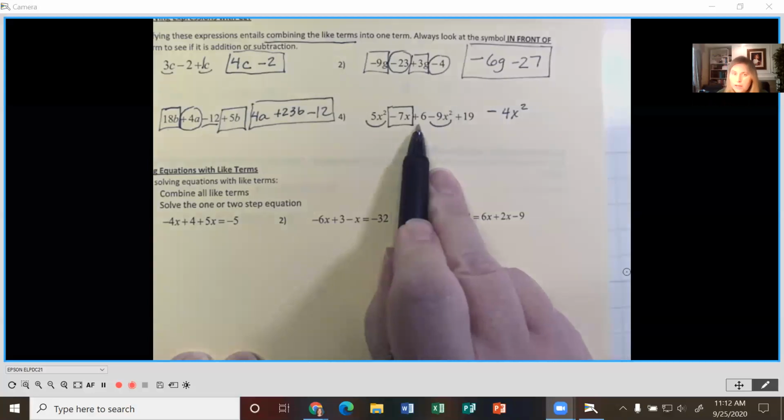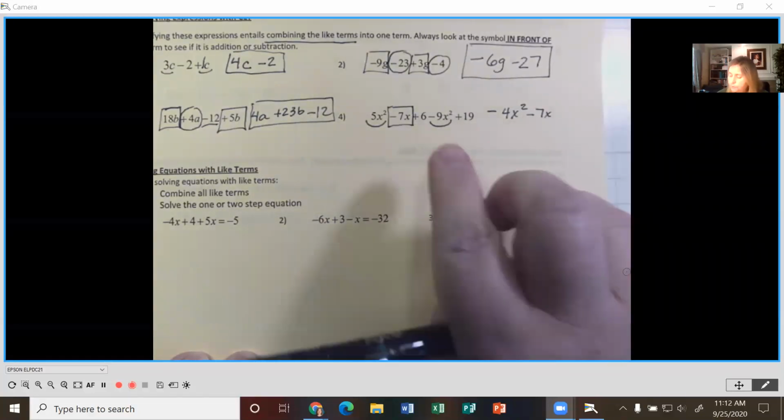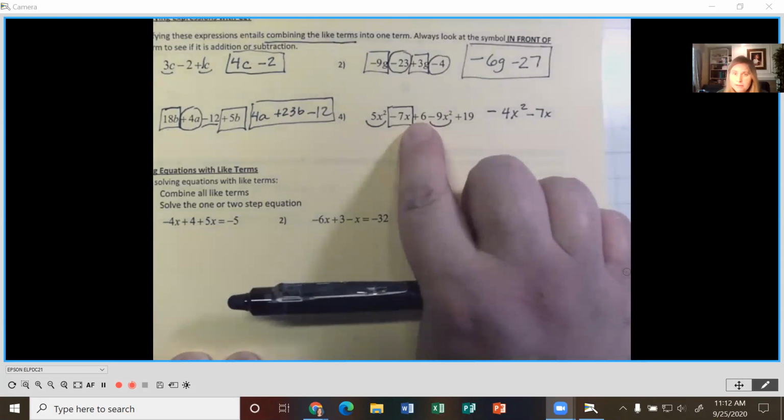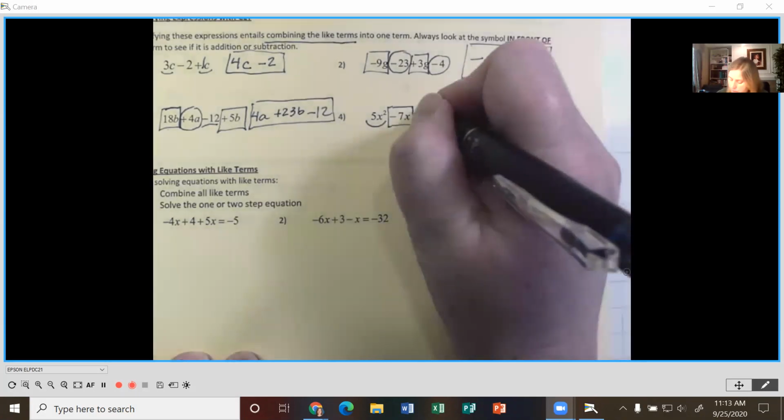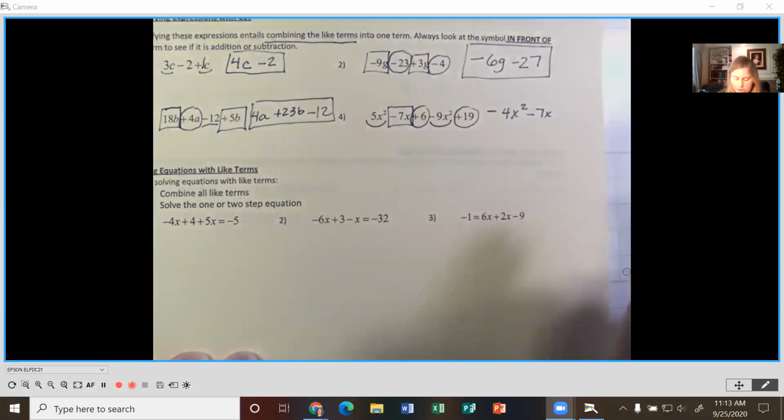Okay, then we have negative 7x. I don't have any other terms with just x, so that's minus 7x. And then I have a positive 6 and a positive 19. Okay, so 19 plus 6 is 25.